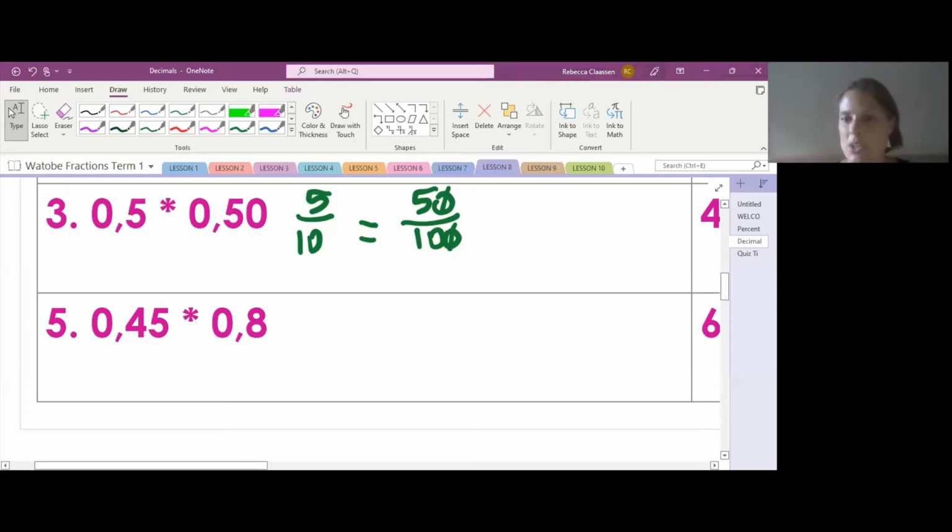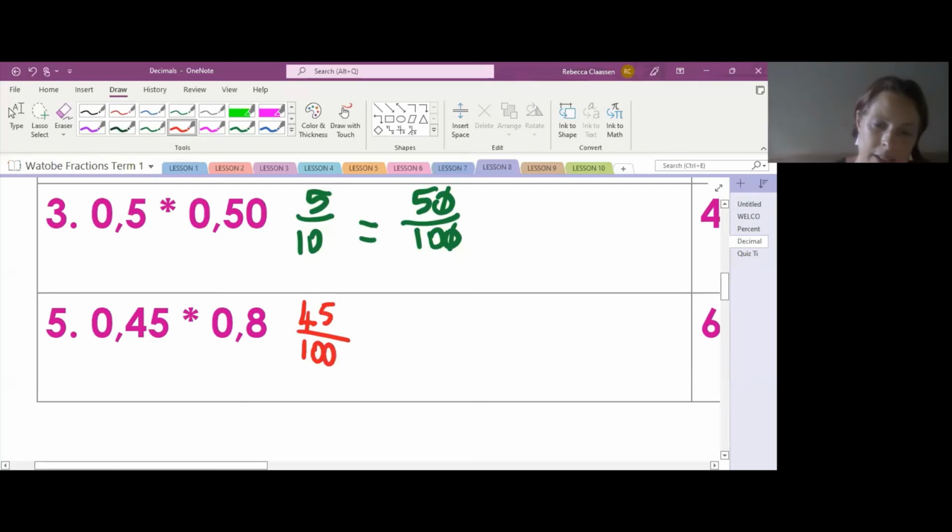All right. Next one. 0.45 and 0.8. Jolly, I'm asking you. Yes, ma'am. The first one is 45 over 100 and 8 over 10. Okay, and now is it easy to compare them like that, or should I make them over the same denominator?